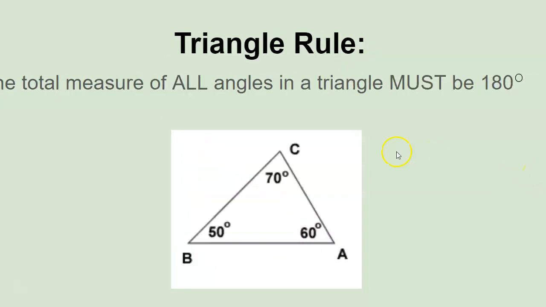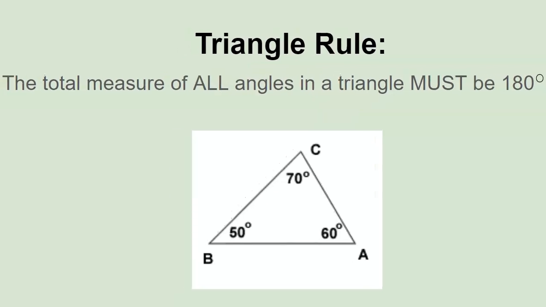All right, the last thing you need to know is the triangle rule. Okay, so the triangle rule is that the total measure of all angles in a triangle must be 180 degrees. So when you add up all the angles, it must equal 180. In this example, if you added up 70 plus 50 plus 60, you would get 180. If you didn't get that, then one of your angle measures would be incorrect. So please pause the video, write down that rule, and then push play when you're done.